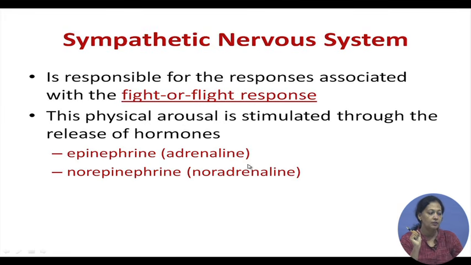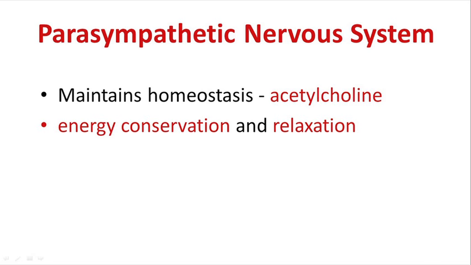So, this physical arousal of the fight or flight response is stimulated through the release of two hormones, primarily epinephrine and norepinephrine. These are also known as adrenaline and noradrenaline, as they are secreted from the adrenal gland. And the parasympathetic nervous system maintains the homeostasis of the body by the release of the hormone acetylcholine or ACh, and is responsible for energy conservation and relaxation of the body.